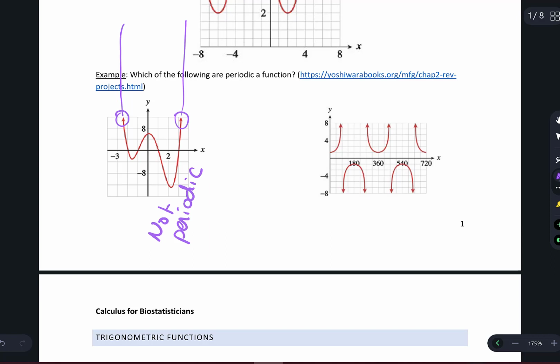On the other hand, if we look at the plot on the right, we do see a repeating pattern. For example, I could draw a vertical line here and here, and notice that this pattern continues to repeat. Again, the width here would be the period. But I could have just as easily drawn those vertical lines here and here, and that width would still be A. And so that one is a periodic function.